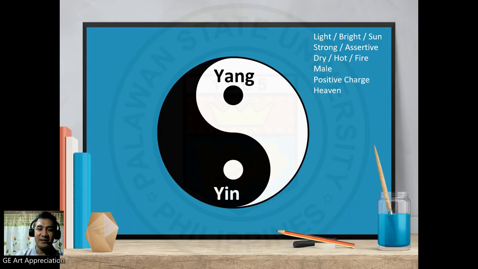Yang represents the light, the bright, and the sun. Strong, assertive, dry, hot, fire. Those are the characteristics of the male. Positive charge, meaning it is heaven. So the males represent heaven, because there is light, there is bright, there is sun. How about the yin? Yin represents dark, moon, recessive, nurturing, damp, cool, water. They are the ones who nurture. Who are they? They are the females.